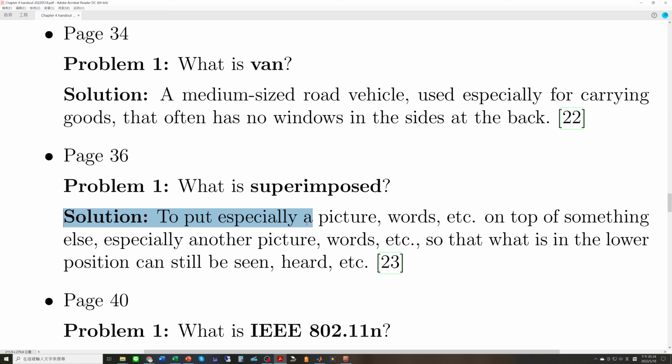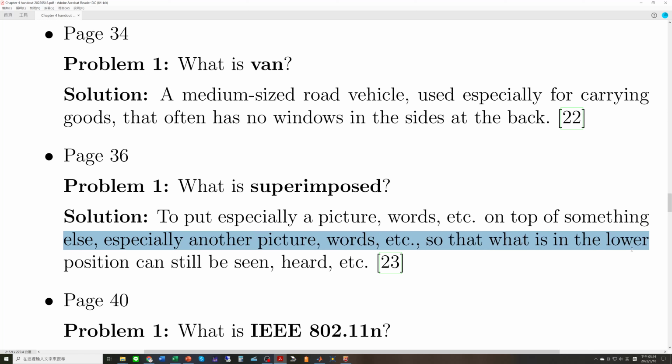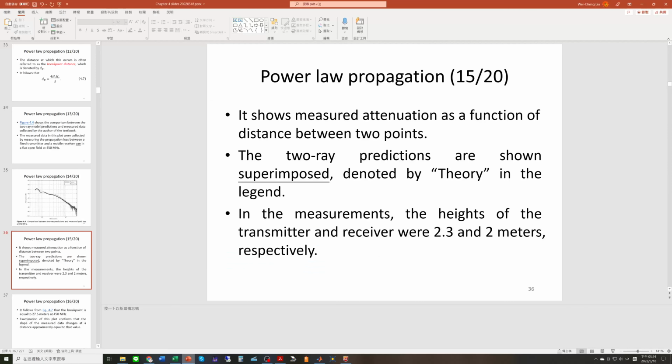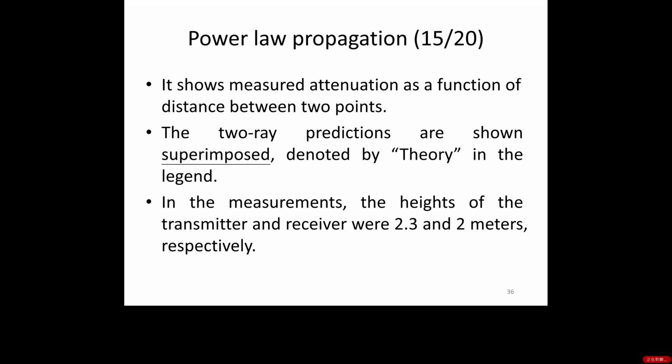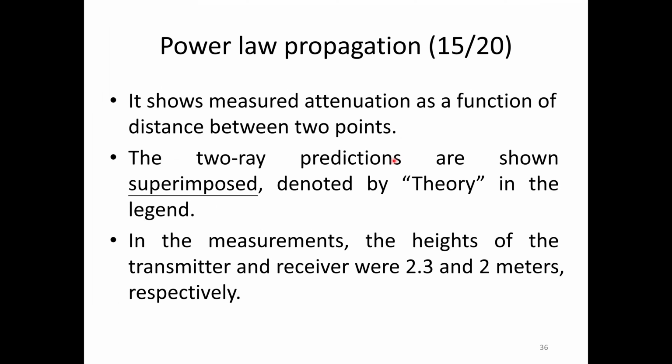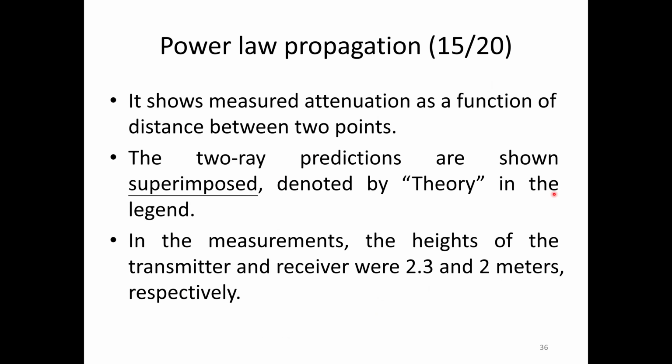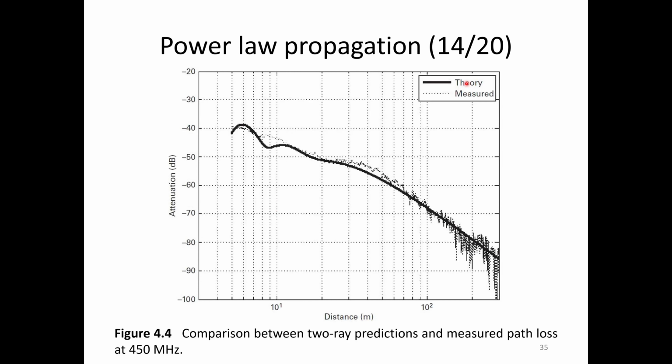Solution. To put especially a picture, words, etc. on top of something else, especially another picture, words, etc. so that what is in the lower position can still be seen, heard, etc. So we can see that the two-ray predictions are shown superimposed here on the measured data, and denoted by theory in the legend.